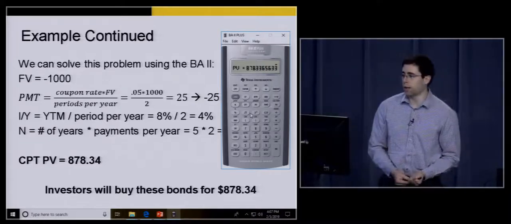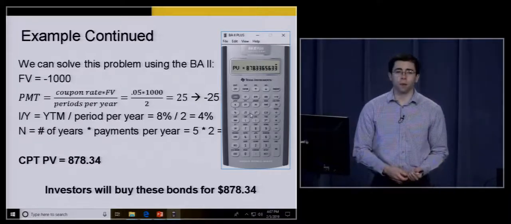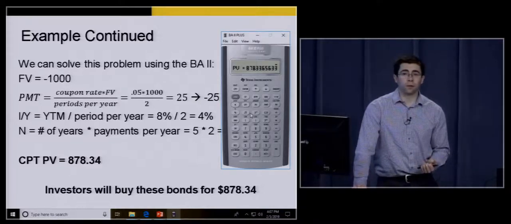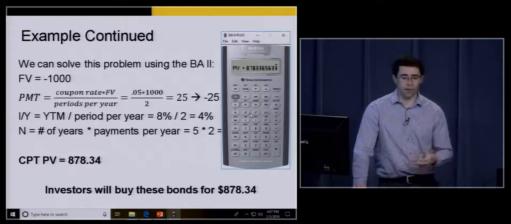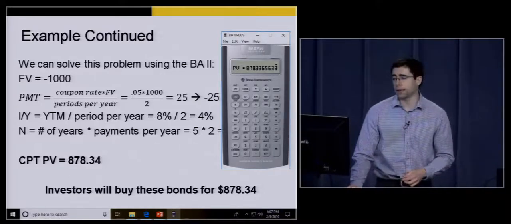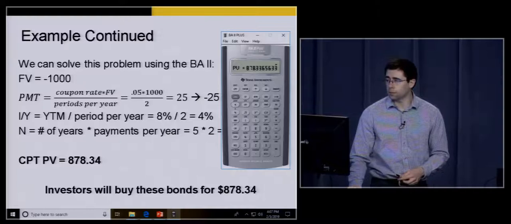So our present value is $878.34, I should round. What that means is that if we wanted to issue this bond today, we could receive $878.34 for every one of these bonds we issue. And we're going to have to pay back that $25 coupon payment every 6 months plus the face value at the end of that 5 years.